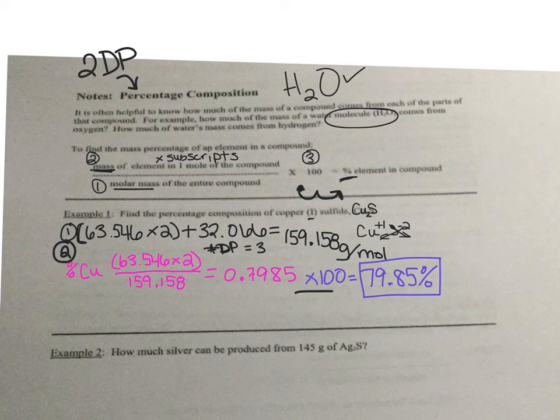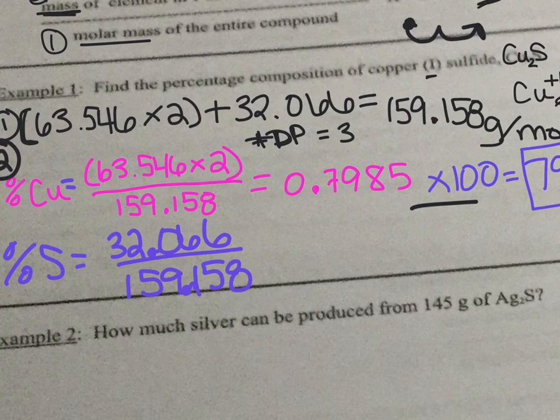All right, let's get sulfur. So now we're going to do sulfur. So percent sulfur is going to be 32.066 on top. Divide it by that total molar mass. Oh my goodness, I forgot my 1. There we go. All right. So that's 159.158. Sorry, I know it's not very clear. There you go.